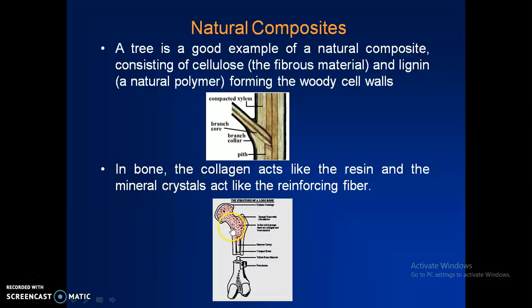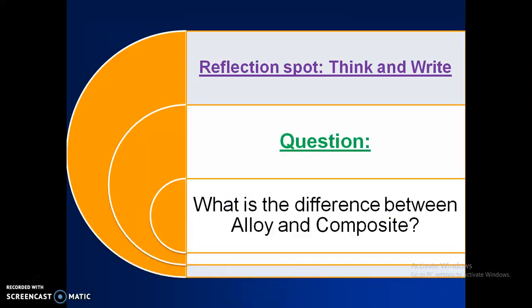And bone is another example of a natural composite. Collagen acts like the resin, and there are mineral crystals, bound together by the collagen. So collagen acts as a resin, that is the matrix, and the mineral crystals act as the reinforcing fiber. So in these two cases also, the composite has two basic constituents: one is reinforcement and the other is matrix. The matrix is the softer form.